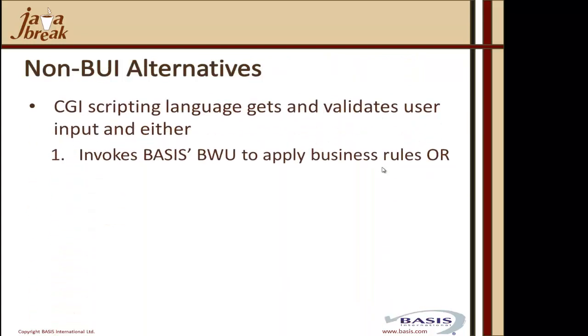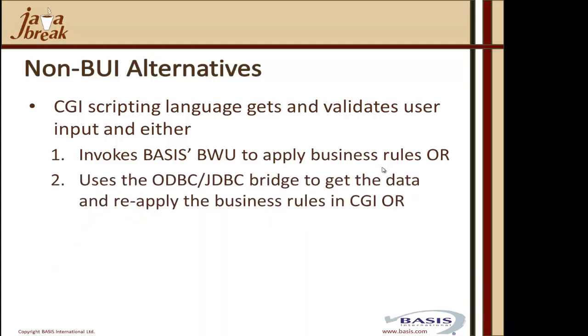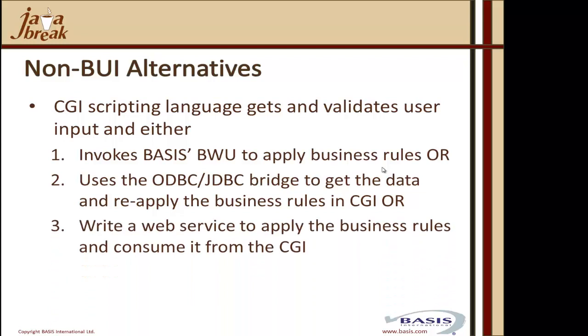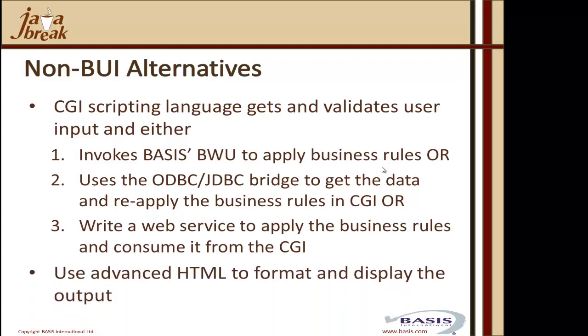So if one looks at those non-Buoy alternatives, the CGI scripting language gets and validates the user input, and then it either invokes something like the Basic web utility to apply the business rules in standard Business Basic code, or it would use the ODBC JDBC bridge to get the data and reapply the business rules written in the CGI. Or one could write a web service to apply the business rules, again from that same set of code, and consume it from the CGI scripting language. And then finally, you'd still need to use advanced HTML to format and display the output in the browser of the provider.